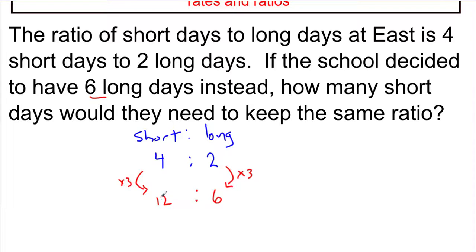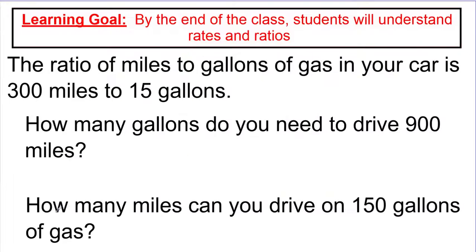So if I say the ratio is 12 to 6, I would need 12 short days for us to have 6 long days, right? And that would keep the same ratio of short to long. I have twice as many short days as I do long days, right? So that's the idea of equivalent ratio: as long as I increase one of them using multiplication, I can do the same thing with the other, and it will stay the same basic breakdown, okay?